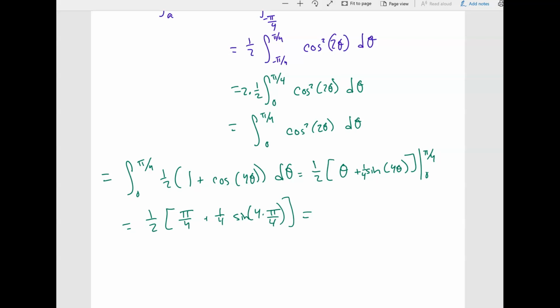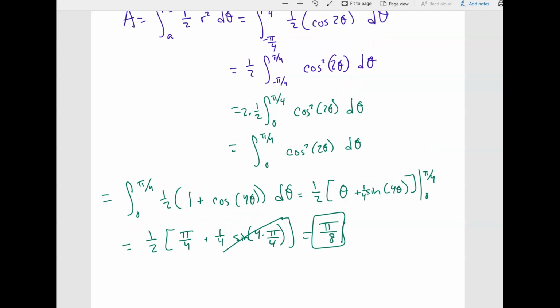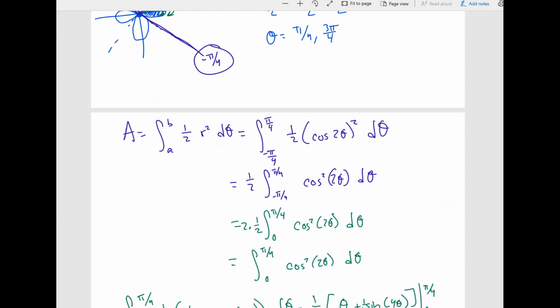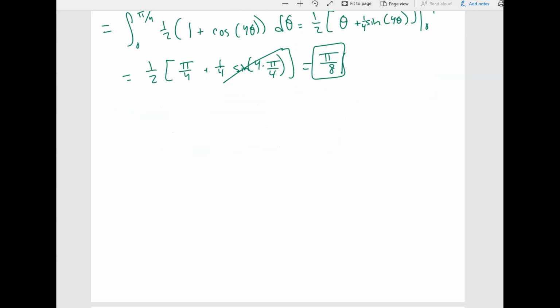Okay, this guy is going to go away, so all you're just left with is pi over h. So the area of this one petal is going to be equal to pi over h. There's many different ways that you can do many of these different problems, but that's basically how you would do it. So let's do another problem.